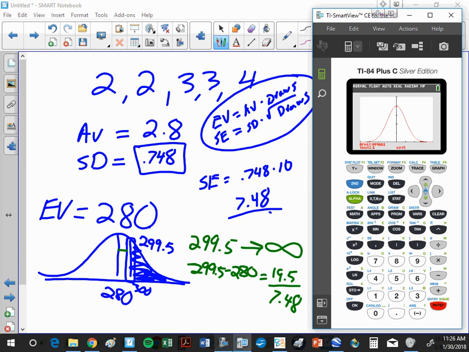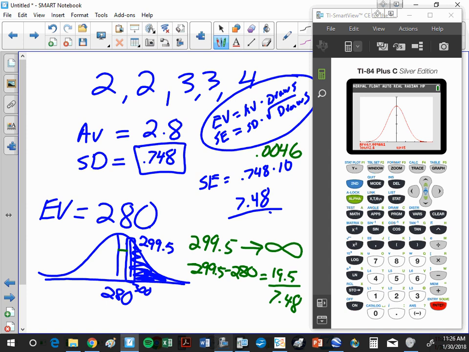And I get 0.0046, which is almost 0.5%, right? Could we have used the table to figure this out?